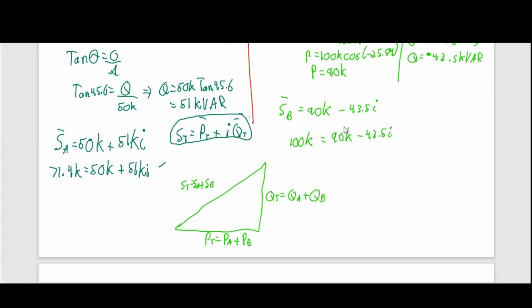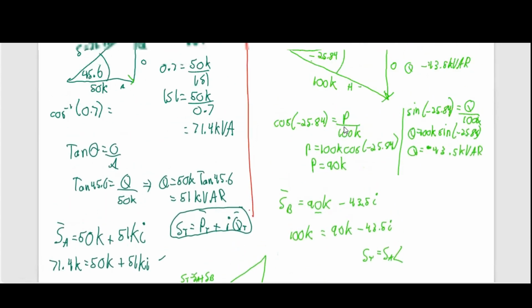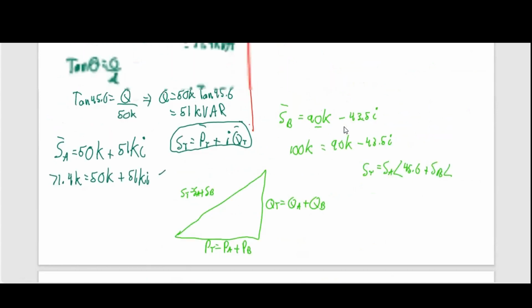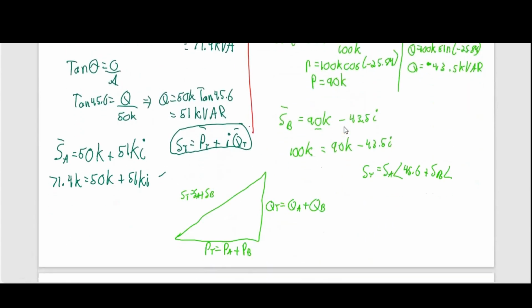So how could we do this? Let me tell you this: you don't need to add all these together. You can just add the magnitudes of S in one time, right? So let's do that part. So ST, remember, we need the angle. So ST will be SA, the angle for SA is the power angle inside, which is 45.6, plus SB. The angle for SB was minus 25.84.